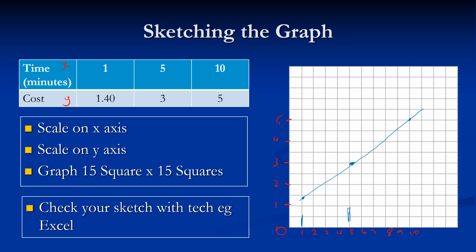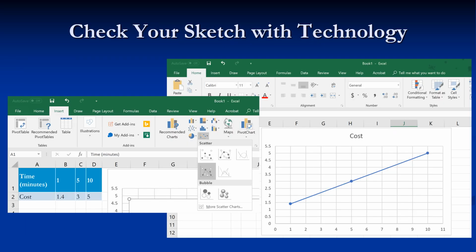Now we can check your sketch with technology. For example, we can use Microsoft Excel. So when you do this, you can just select your different values and put them into a graph such as this, and just select that graph and then choose your XY scatter and insert that. And what should appear is a graph with a straight line on it, and this is the linear equation graphed with technology, and you can use that to compare pretty quickly with the graph that you've sketched.